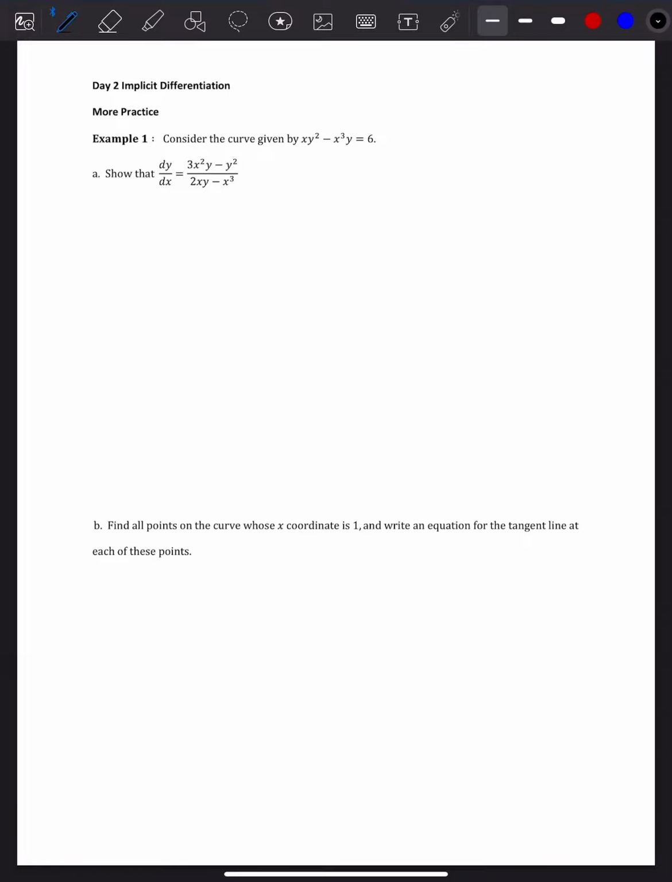Today we're going to be talking about implicit differentiation, but kind of like a day two, so just some more practice problems and different ways we may see problems.